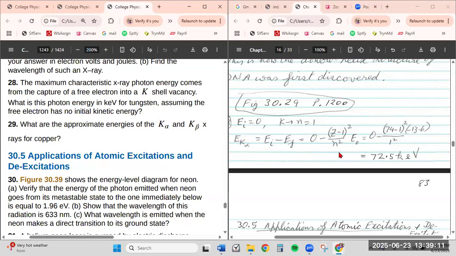So E is (Z minus 1) squared over n squared times E naught, which is negative 13.6 eV. And then you look up the Z for tungsten, it's 74, so 74 minus 1. And it comes out to 72.5 keV, the energy of these photons corresponding to this transition.